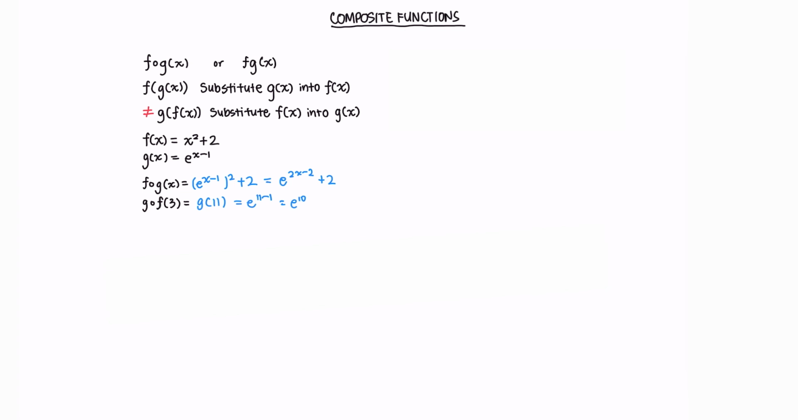Another way of doing this is finding out what the function gf is. So gf is just substituting f into g. So we're substituting this into the x of g. What this gets you is e to the power of x squared plus 2, and then minus 1, or e to the power x squared plus 1. Substituting 3 into the function gf will be equal to e to the power of 3 squared plus 1, which is also e to the power of 10.